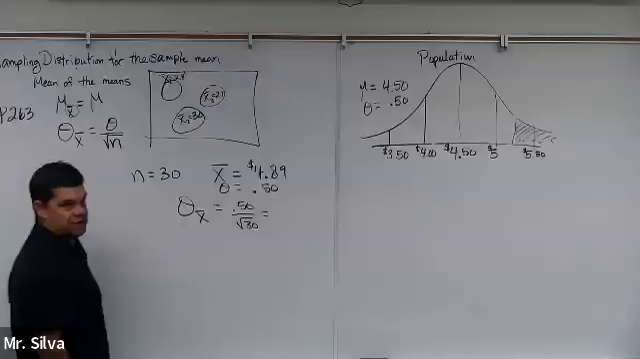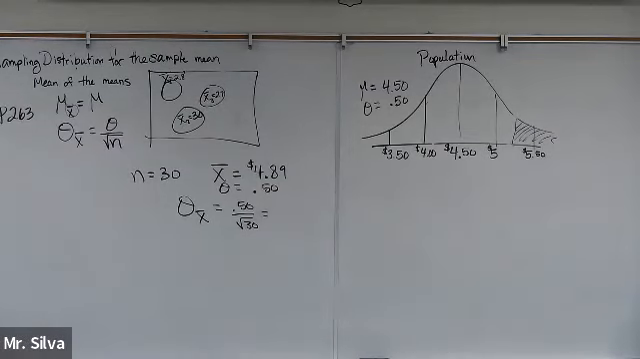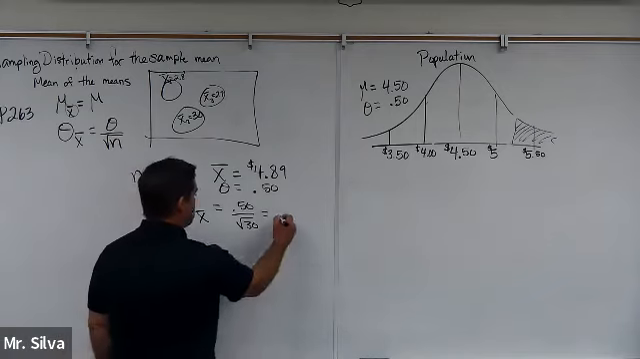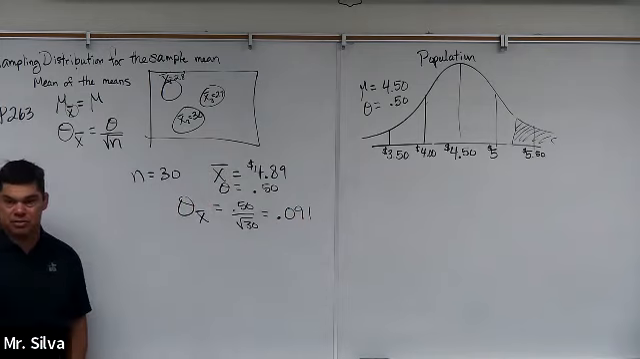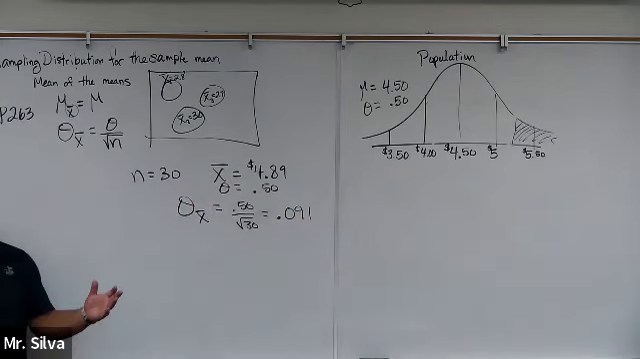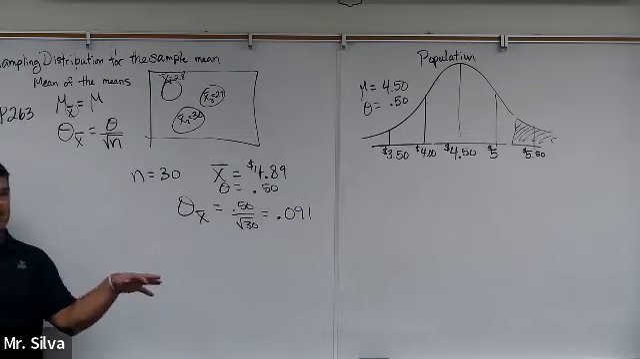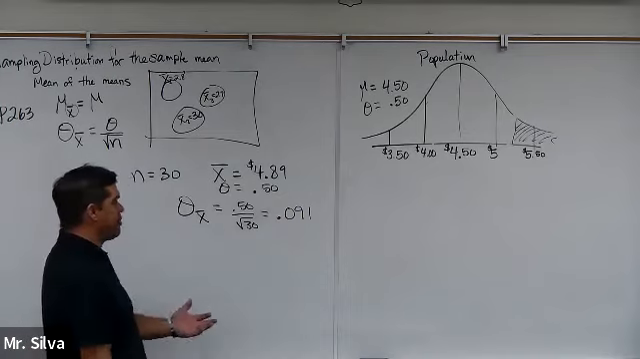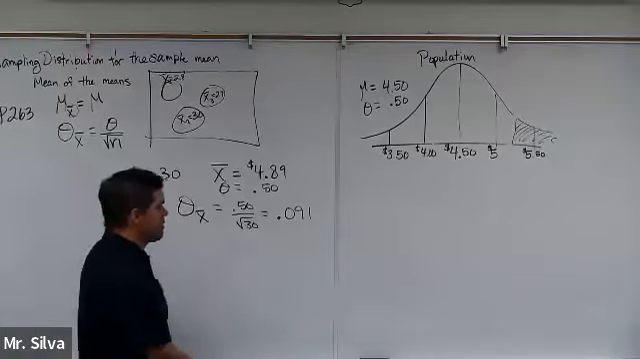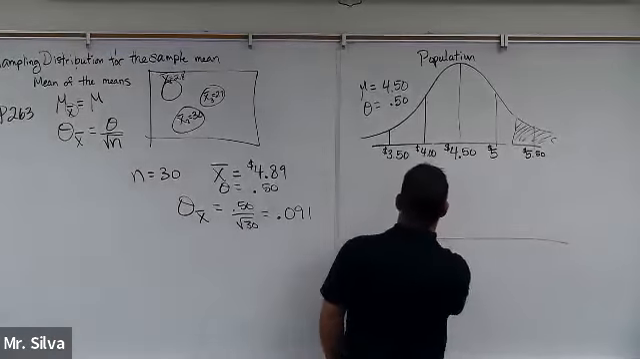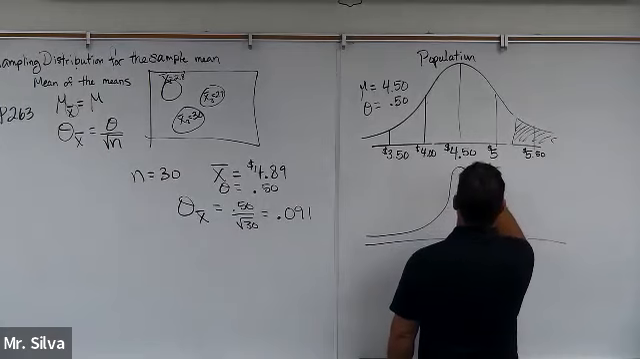I've got to do a calculation first. 0.5 divided by the square root of 30 is 0.091. So the standard deviation for the sampling distribution is about 9 cents. For the population, it's 50 cents. That's all of the United States, right? That's everything. But based on a sample of 30, I get a standard deviation of 0.09. So I'm going to draw this directly underneath, and my distribution is much narrower here.